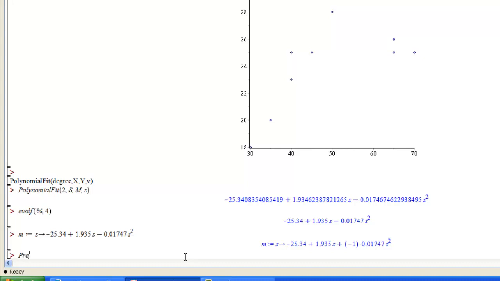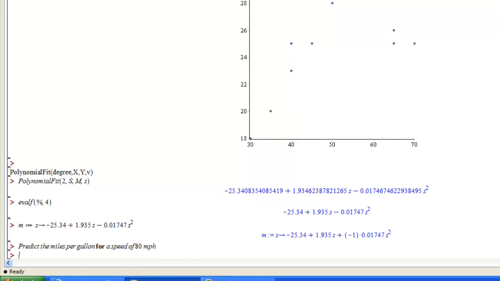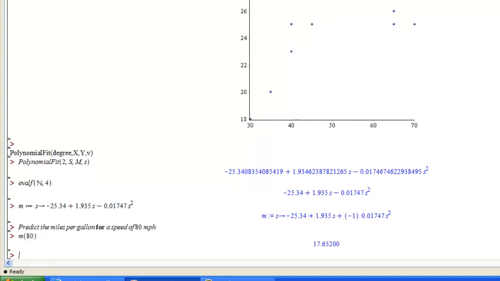So we might have a question asking us to predict the miles per gallon for a speed of 80 miles per hour. That, of course, is telling us to evaluate m of s at 80, so we just type m of 80 to evaluate, and we get 17.62 miles per gallon. You could again use evalf to get Maple to round that off to however many digits you want.